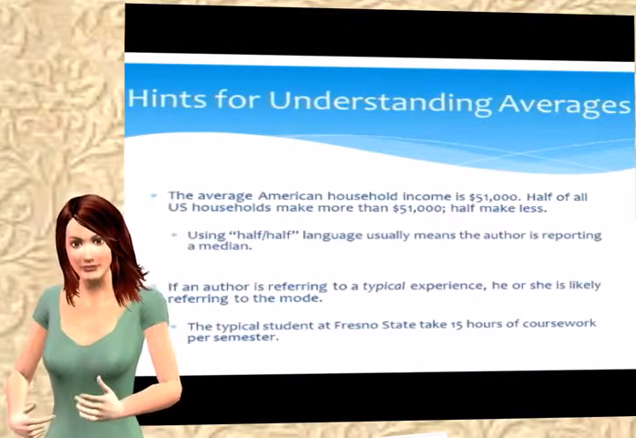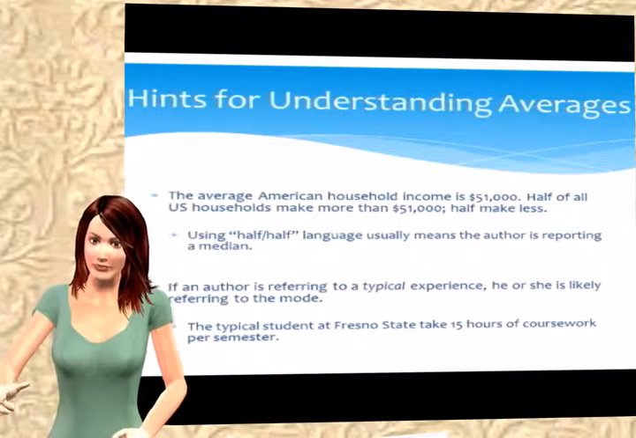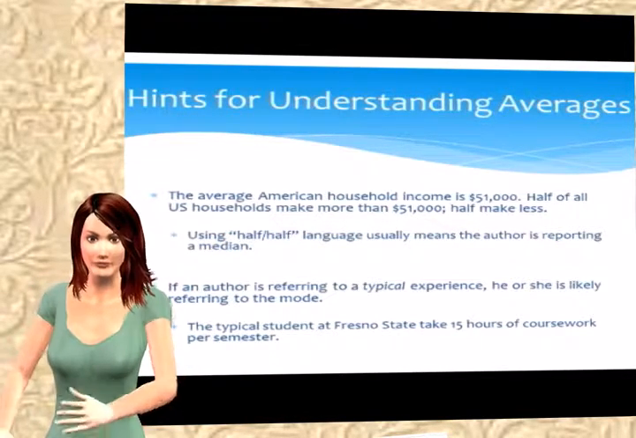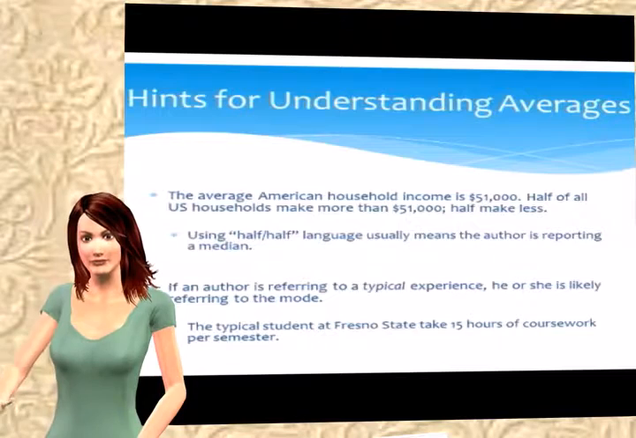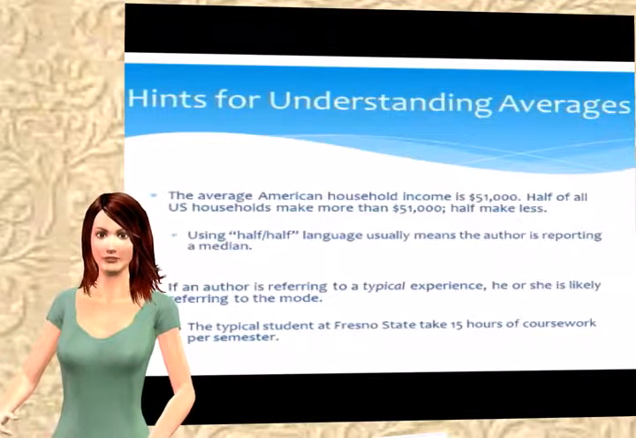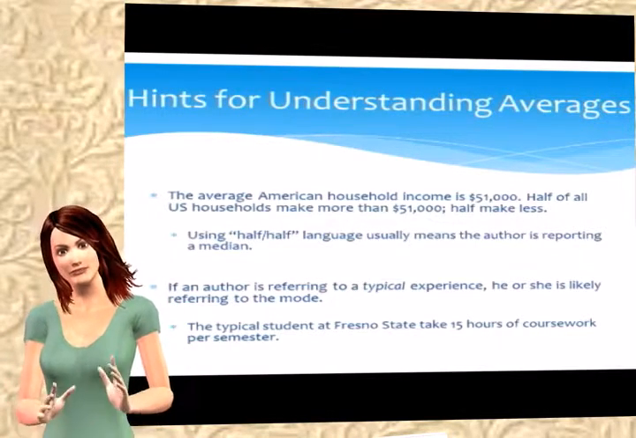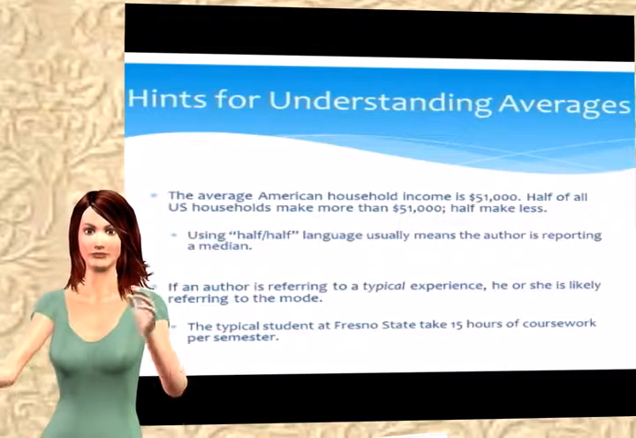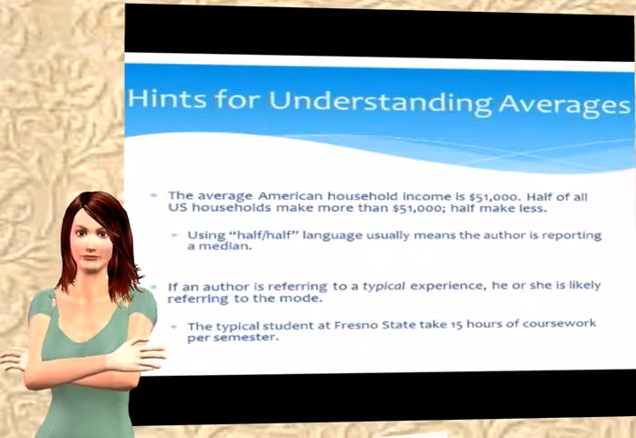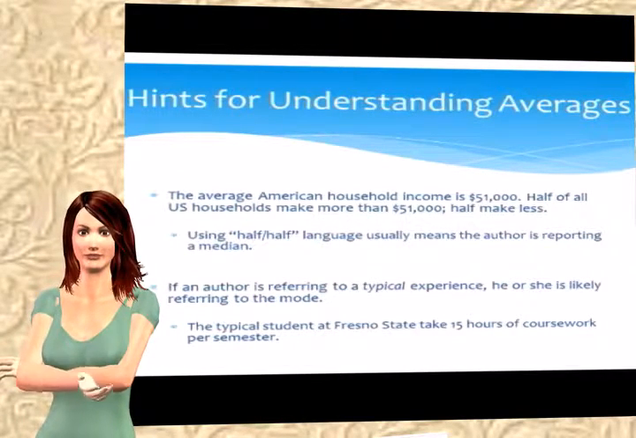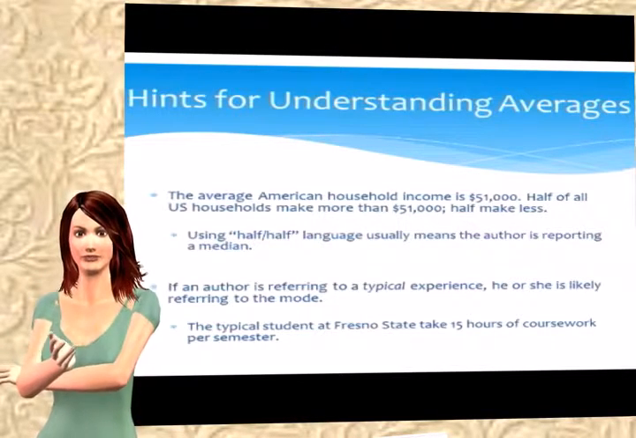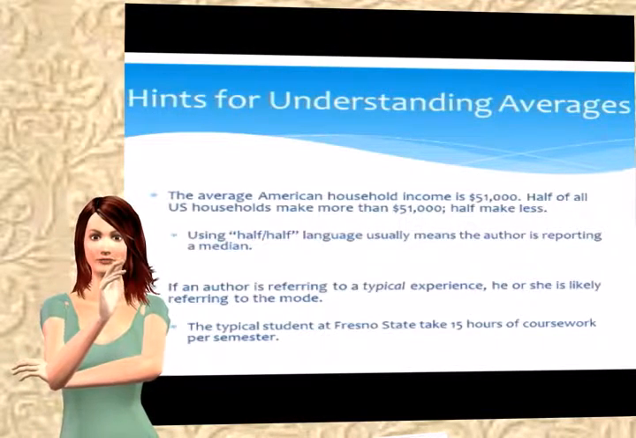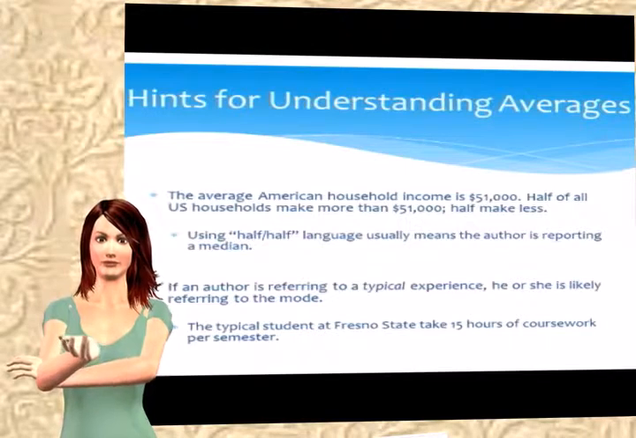A couple of tips for figuring out what kind of average an author is referring to. So going back to our example, the average American household income is $51,000 a year. Half of all U.S. households make more than $51,000, half make less. So if you have an author that's reporting an average in these terms, using that half-half language, this usually means that the author is reporting a median.